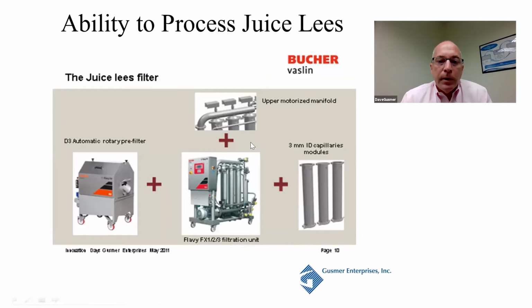So if this is an FX3 wine filter, and you wanted to go with the juice lees, we would pop out these 3 modules. We would install them with these 3 modules, and each of them have the 3 millimeter capillary straws. There's a pre-filter here that you need for juice lees. This takes out the seeds, skins, the bigger products. And this manifold here keeps from plugging the top of the modules. It kind of keeps things in suspension. So very unique advantage to the Bucher system.